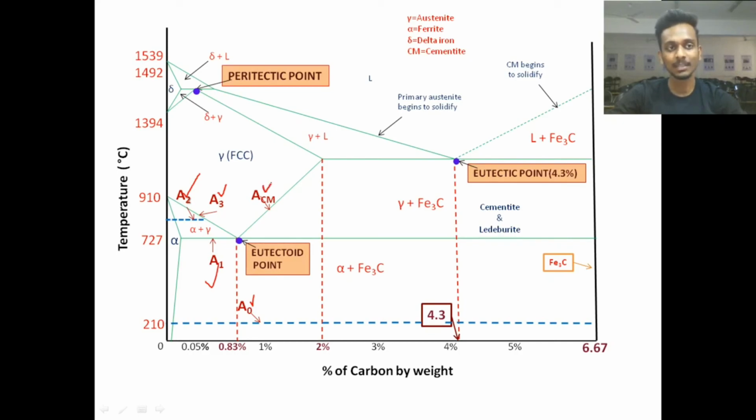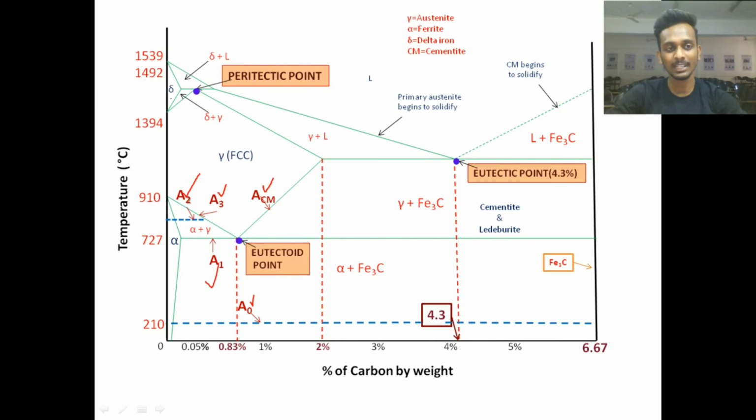Fifth, ACM, that is critical temperature for hypereutectoid steels. It remains at 727 degrees Celsius to 1147 degrees Celsius. It is the temperature above which on heating free cementite gets dissolved to form 100% austenite. It represents the boundary between the austenite plus cementite phase. The temperature ranges from 727 degrees Celsius at 0.8% carbon to 1147 degrees Celsius at 2% carbon.